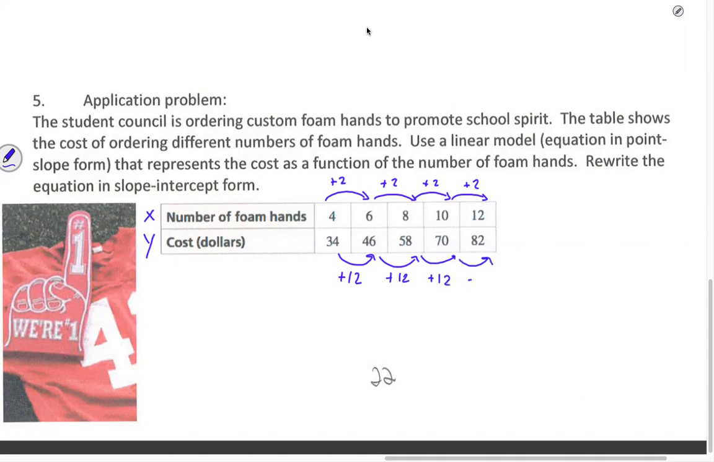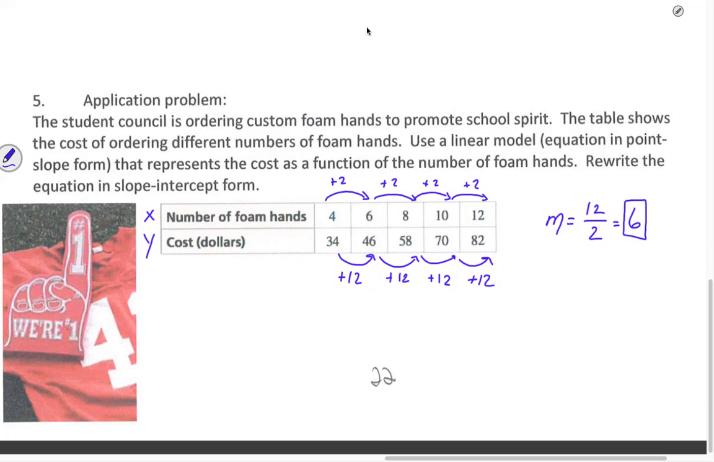Now, why am I showing you this? Well, this is kind of like your slope. Notice, between 2 points, or 2 y values, that's considered the change in y. So the change in y is 12, and the change in x is 2. So 12 over 2 is 6. So notice, pretty quickly, I was able to get my slope.